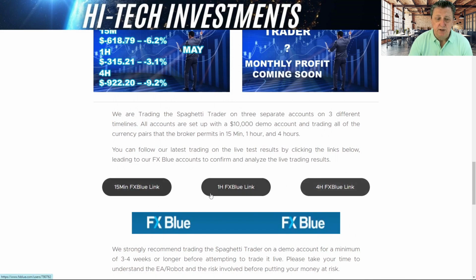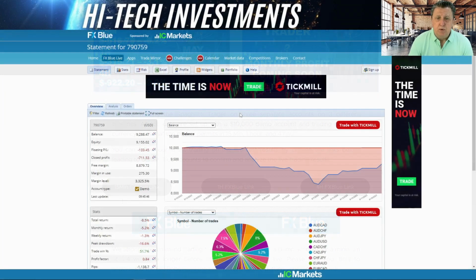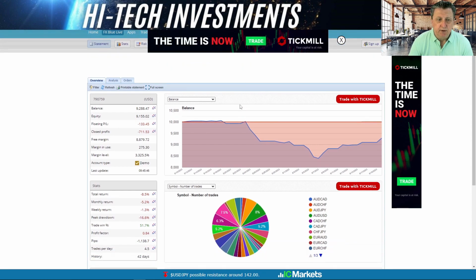So the first part we're going to do is basically go and have a look at the FXBlue sites we have in here. And when you click those, you go exactly to the trading that we have. So the first one we're going to have a look at here is the 15-minute chart. And as you can see, it's in the red, it's actually in minus. And obviously that is not a very good thing. We started off with a balance of 10,000 and it's now at 9.2.